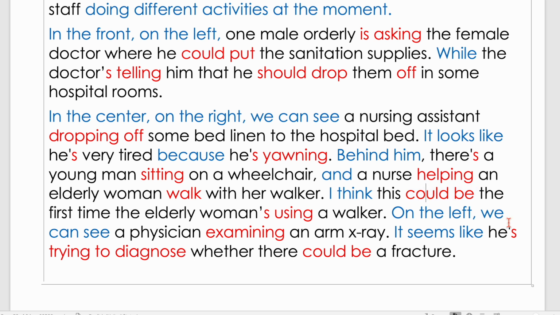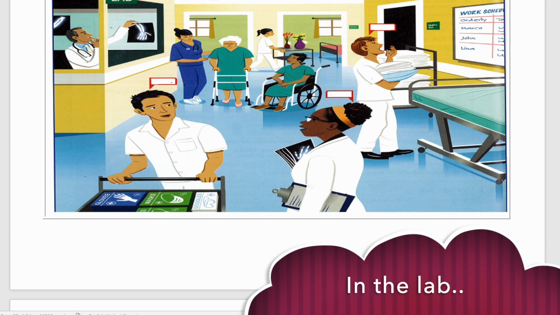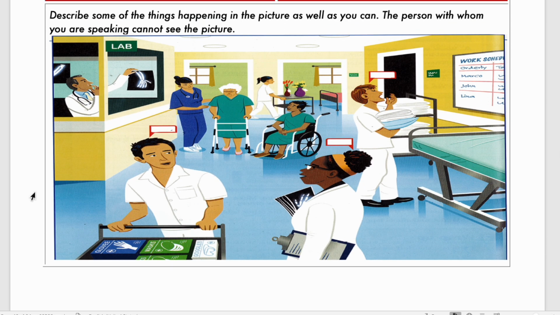Now, on the left, we can see a physician examining an arm x-ray. It seems like he's trying to diagnose whether there could be a fracture. Again, very strong idea over here on the left. So a physician's examining the arm. Maybe he's trying to diagnose whether there's a fracture. So very strong expression again, everyone.